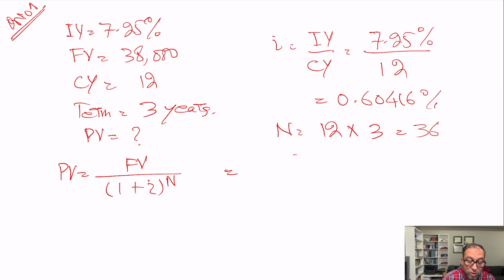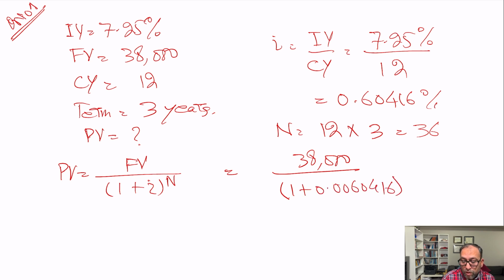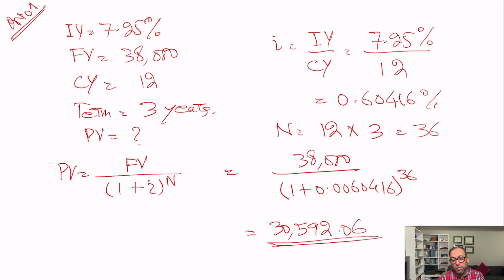So the formula is saying 38,000 divided by 1 plus 0.006046 exponential 36. So when you solve it, you will get 30,592.06. So if we invest this much right now, after 3 years we will have 38,000, so that we can buy an instrument.